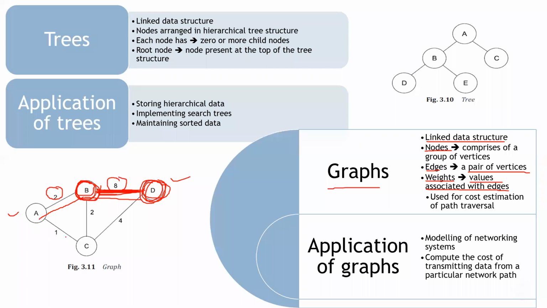Now, is there any path through which I can reach D with less than 10? If I move from A to C, it is 1, and from C to D, it is 4. So 4 plus 1 is 5. So this is still less. There is another path possible from A to C, C to B, and B to D. But what is the cost? 8, 10, 11. The cost is 11.